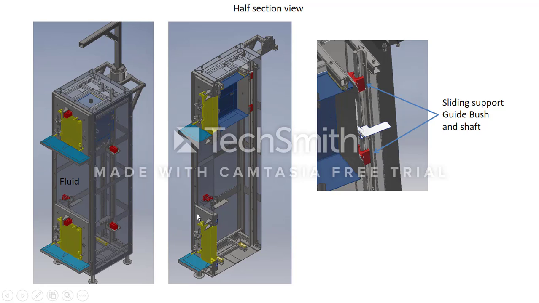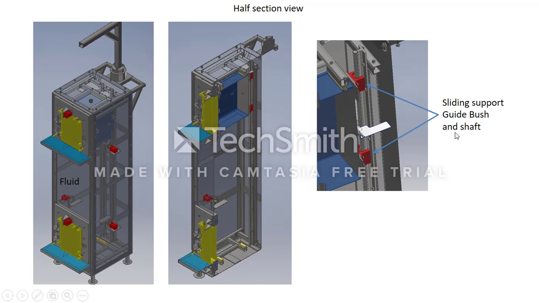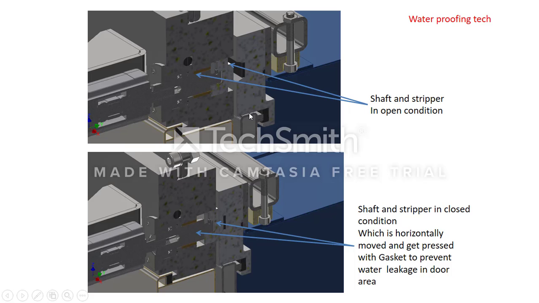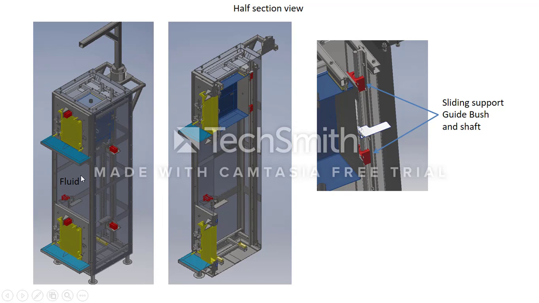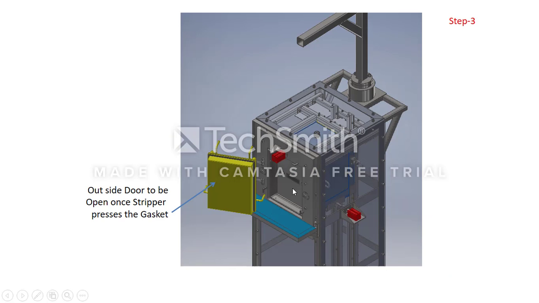In half section, we can see the car, the container, the stoppers, everything. These are the sliding support guide bushes that support the car for sliding. This is a waterproofing technique: when the car door and the container door come into alignment, the stripper pushes against the gasket in order to provide a no-fluid area at the loading and unloading positions.